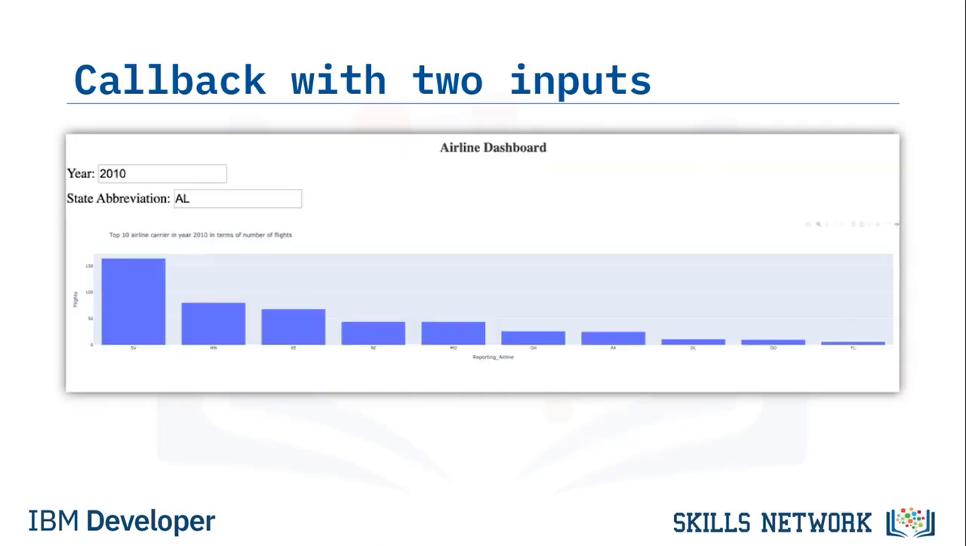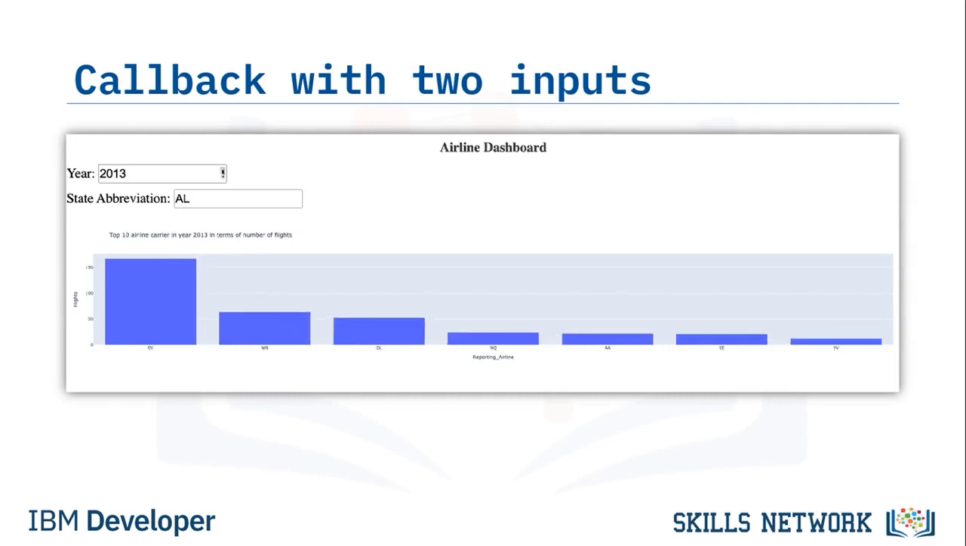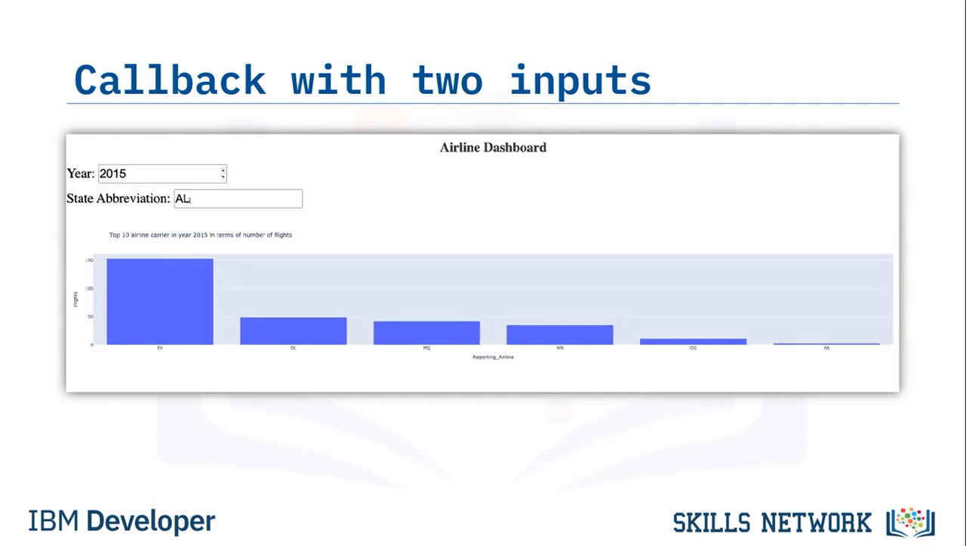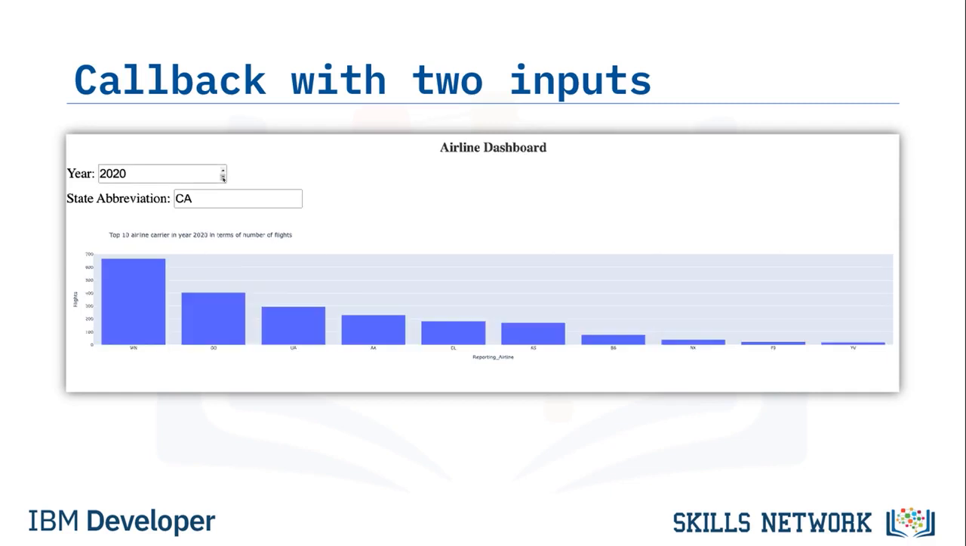This is the output of the code. Our initial input year is 2010, and state is AL, which is Alabama. As I updated the year and state, you can observe that the graph is updated in parallel.